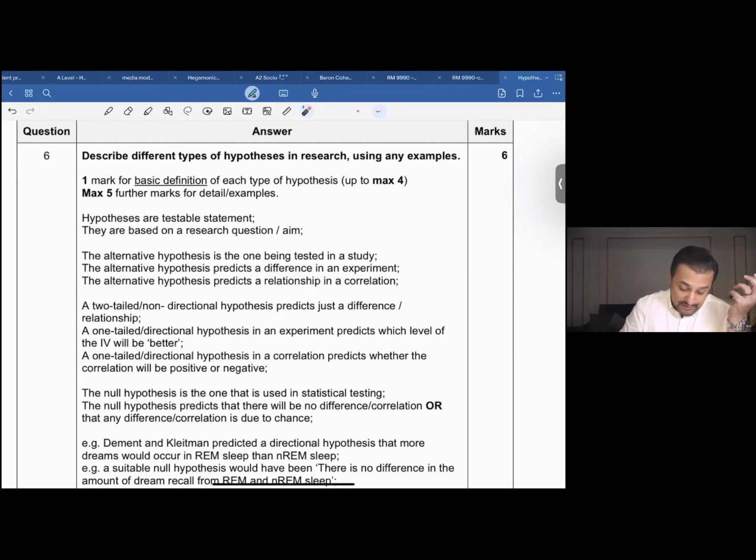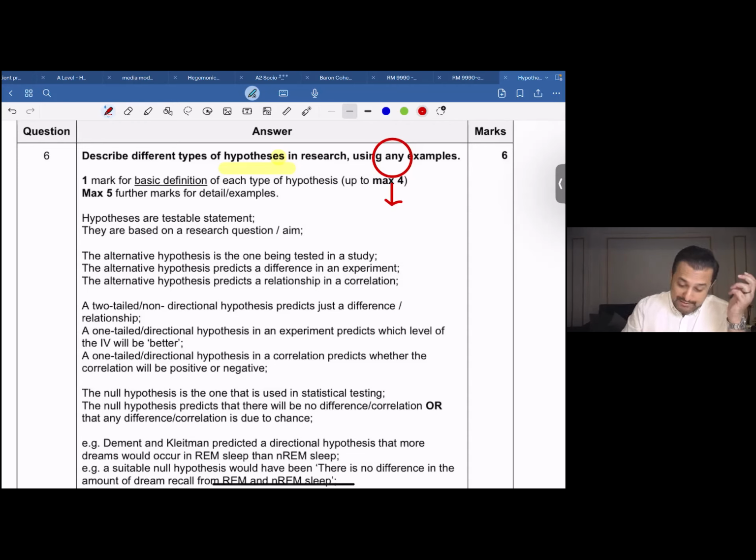The second reason: if you have a look at the spelling of the word over here, this is hypotheses. What is hypotheses? Hypothesis is singular, hypotheses is plural. As simple as it could be. Now, taking this ahead, describe different types of hypotheses in research using any examples. Many students end up asking, what does it mean when they say any examples? Any example means any example from the core studies you've had, or any example that you make up on your own too. They both work.